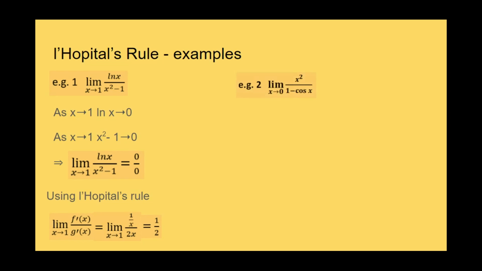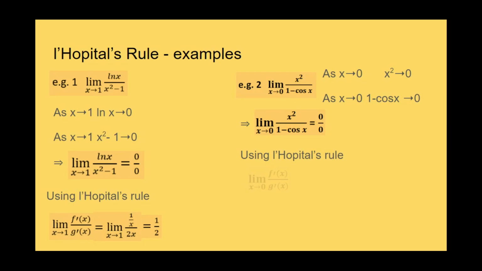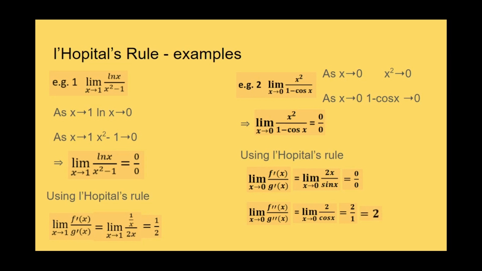Let's look at one more. So this time we're looking at what happens to our function as x tends to 0. Well, we substitute in and we find the numerator and the denominator both tend towards 0. It's the indeterminate form. So we need to use L'Hopital's rule and find the derivative of both functions. Now sub in our value of 0, still indeterminate. So now we turn to our second derivative. Sub in our value of 0, and we've got the limit. The limit is 2.